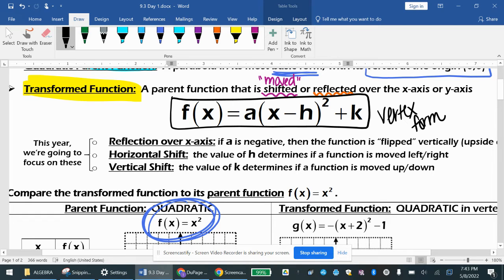Okay, so ya hemos hecho gráficas de estas funciones cuadradas. We did that in chapter 8, pero las vamos a estudiar de otra forma.